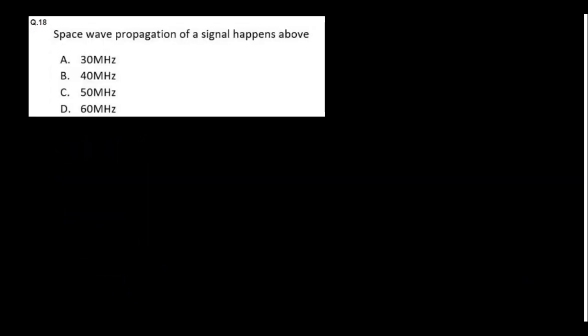Space wave propagation of a signal happens. Space wave propagation means what? 3 to 30 megahertz we use for radio communication. It will go and hit the ionosphere and come back to the earth. If you increase above 30 megahertz, it will just escape to space. There the satellite communication starts. So above 30 megahertz is space wave communication.